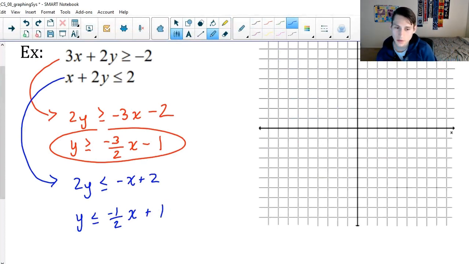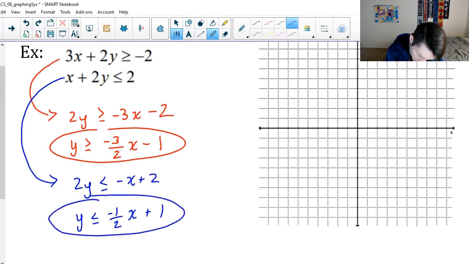All right, if you have to do a dividing step, just leave it as a fraction. So like I did negative 1/2. That way we can think about it as rise over run. And so this is the other equation I want. So let's actually graph these.